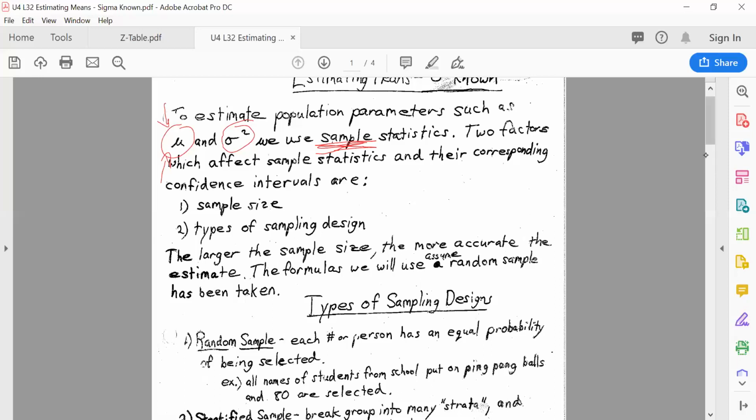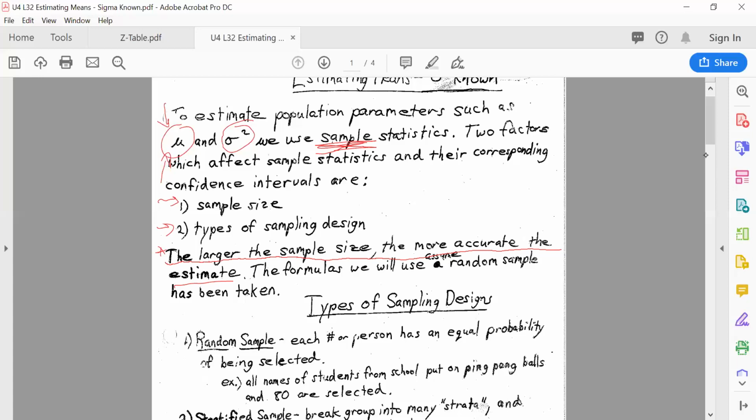All right, what affects the accuracy of those samples? Two things. One is the sample size, and two is the type of sampling design. So in this class, we are going to make a statement here, and this is almost a well-duh statement, but it needs to be said. The larger the sample size, the more accurate the estimate. Kind of makes sense. If you take a bigger sample, you're going to get a more accurate representation of the entire population. However, this statement comes with an asterisk, and that asterisk is the next sentence.